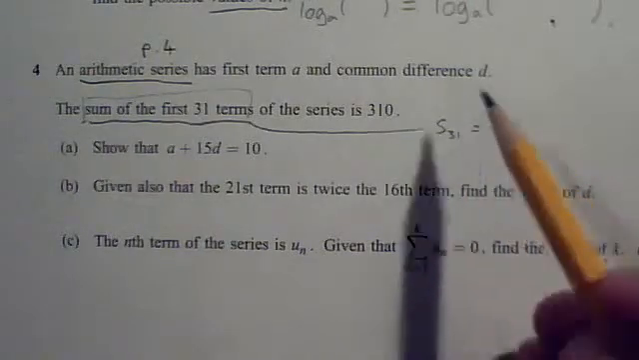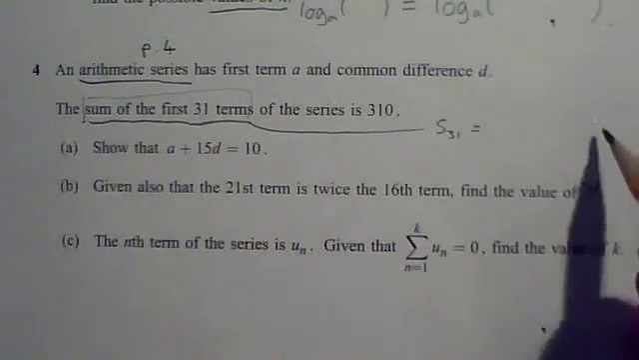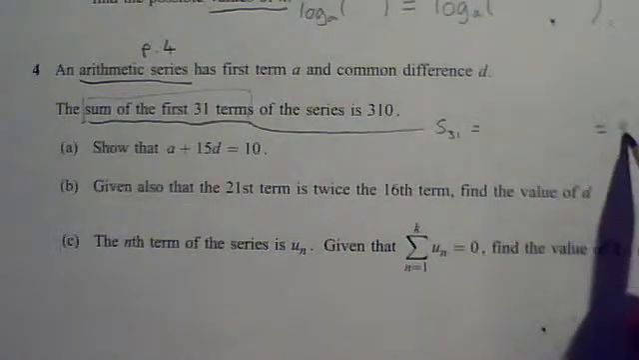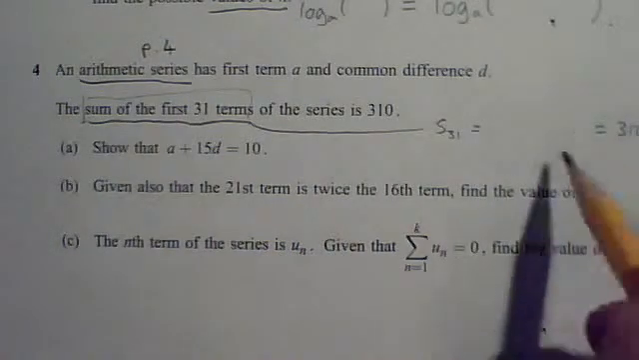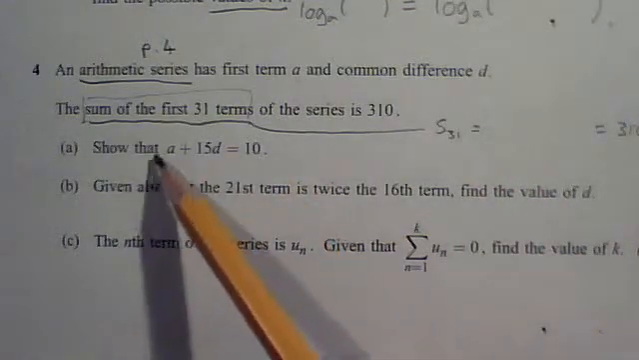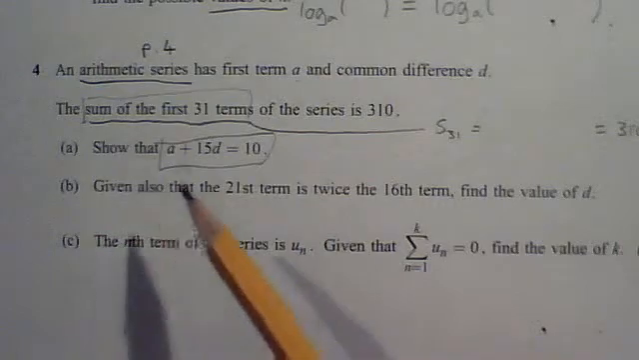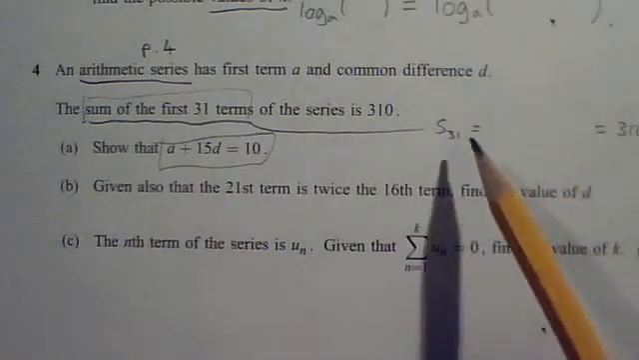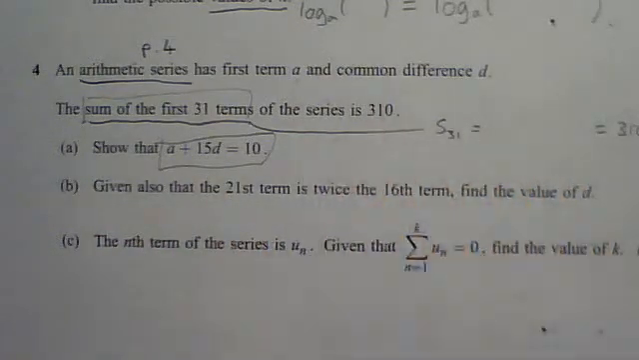You use an appropriate formula with A's and D's in. It's going to equal 310, and then you have to simplify that line there to show that A plus 15D is 10. So this is your finish point. Don't get mesmerized with that. Your start point comes from the formula book.